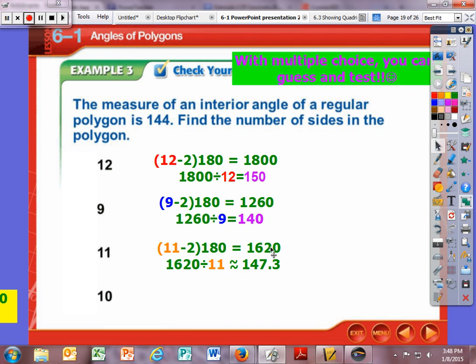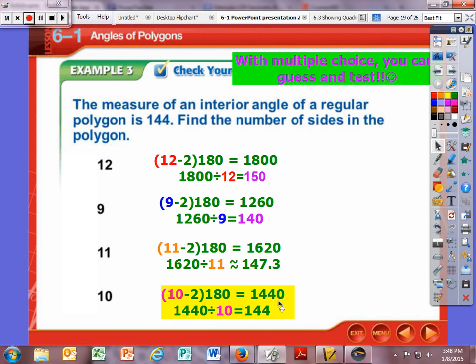Next one, plug in the 11. Got my sum, divided, I'm not getting the 144. So again, 11's not right. Last one, that's the one that works. Plug in the 10, get your sum, divide the sum by 10, and there's where you're getting that 144. So again, if you have multiple choice, this is a nice option. If you don't want to go through all the work that you just saw on the previous slide, you can always do it this way.